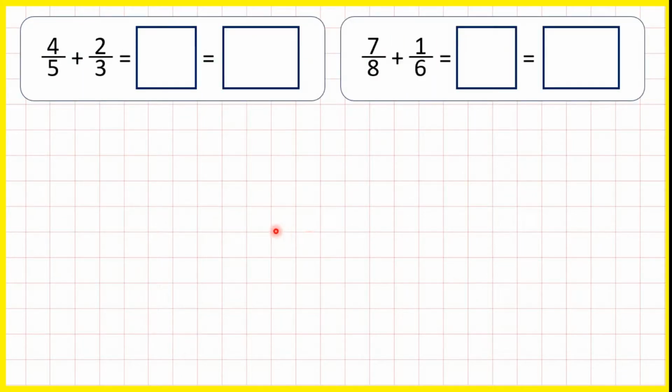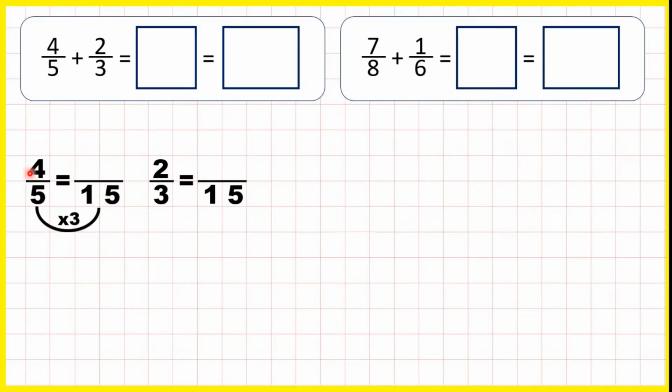So for these questions, we're adding fractions, and we have two answer boxes. And that's because we're going to express our answer as both an improper fraction and a mixed number. Now we know that to add fractions, we need the denominators to be the same. 15 is in both the 5 and the 3 times table, so we can find equivalent fractions to 4/5 and 2/3, which have a denominator of 15.